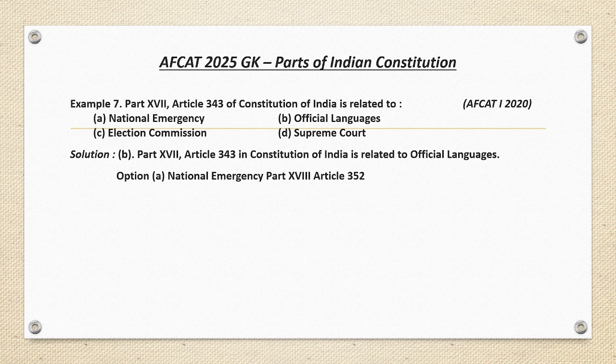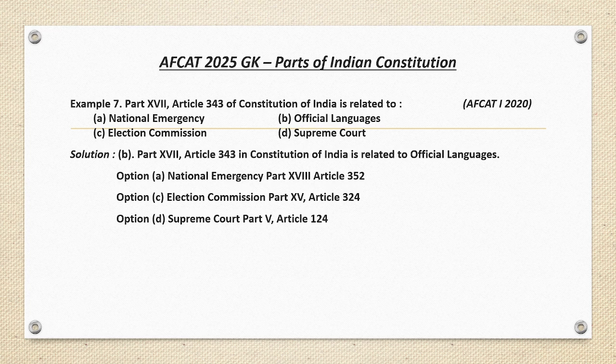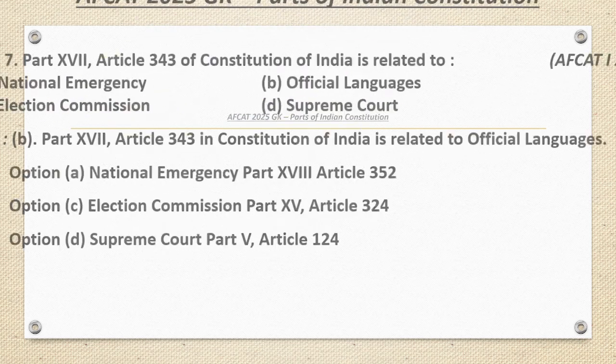And then option A, national emergency, is in Part 18, Article 352. And option C, Election Commission, is in Part 15, Article 324. And the Supreme Court is mentioned in Part 5, Article 124. Along with the correct option, it will be better for us if we discuss what the other options above are. This way, we can reinforce our understanding of the parts of the Indian Constitution and remember the parts well.